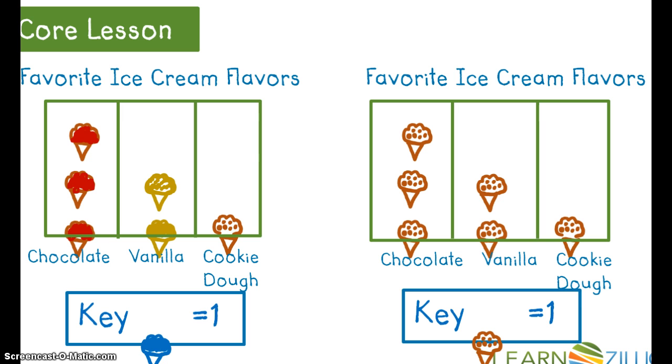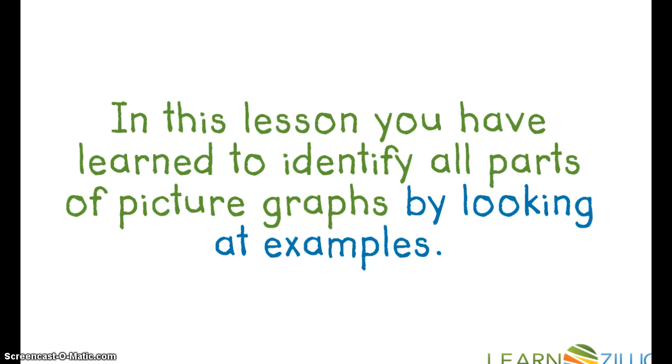One of the most important things to remember when seeing a picture graph is to always look for the key. The key is always going to give you some valuable information. For example, if my key said that each ice cream cone represented 2 votes instead of 1, when looking at who liked chocolate, I would say 2, 4, 6 people voted on chocolate, 2, 4 people voted on vanilla, and 2 people voted on cookie dough. So you can see how important it is to look at the key before answering any questions about picture graphs.